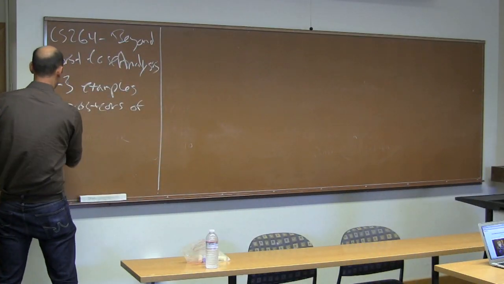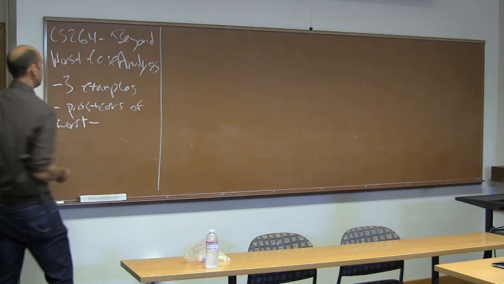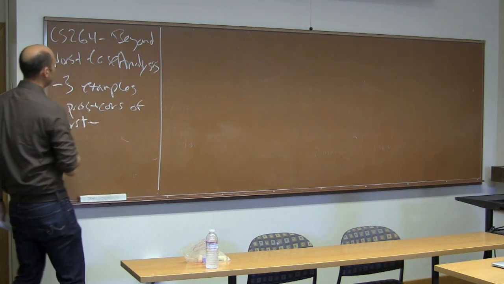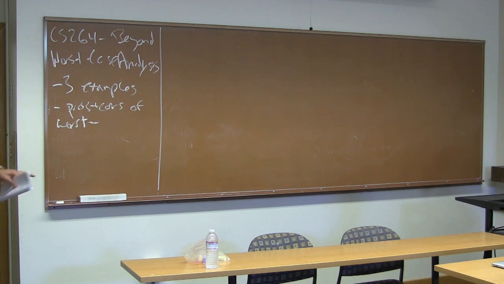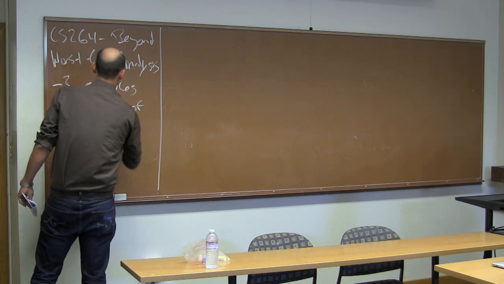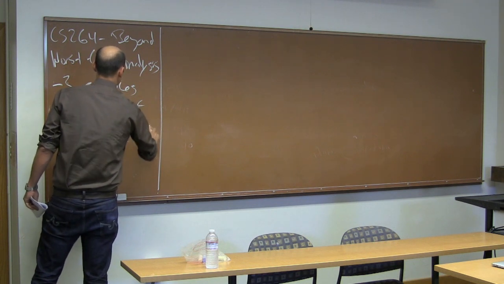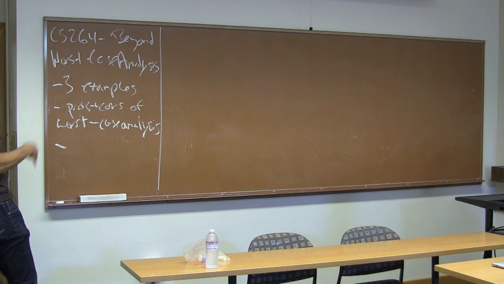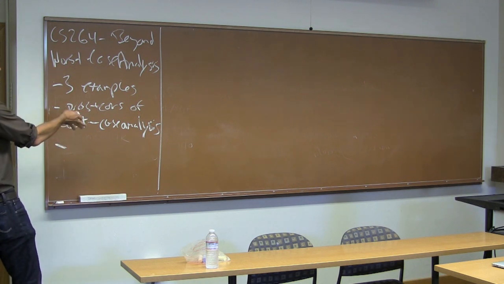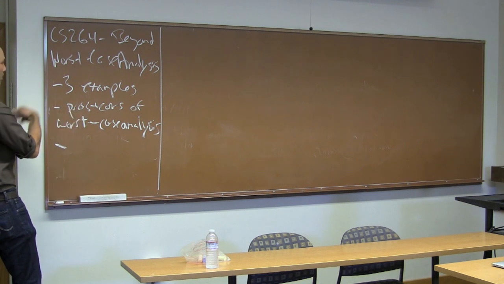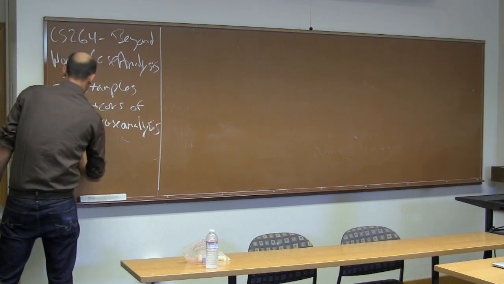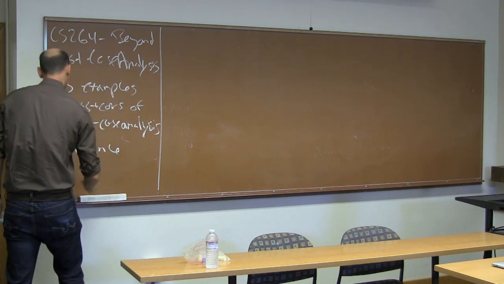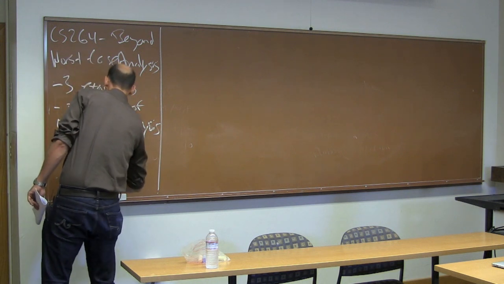Let's get started. So this is CS264. It's an advanced algorithms, or master's level algorithms, class called Beyond Worst Case Analysis. And every lecture, I'll write on the board the plan for the lecture. So today I'm going to start with a few motivating examples. You all hopefully know what worst case analysis is. I'll remind you why we might want to do it, why we might not want to do it. And then I'll introduce the first main concept of the course, instance optimality.